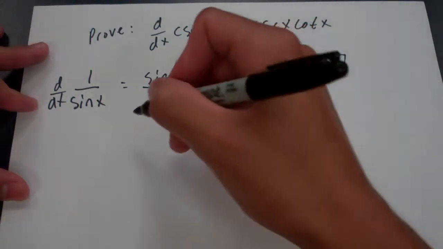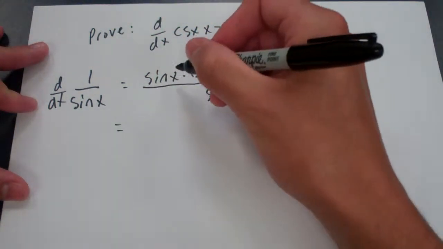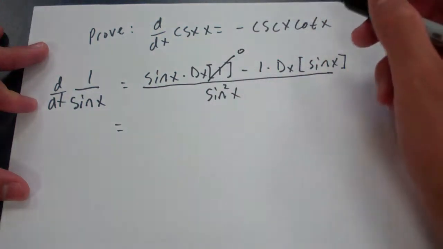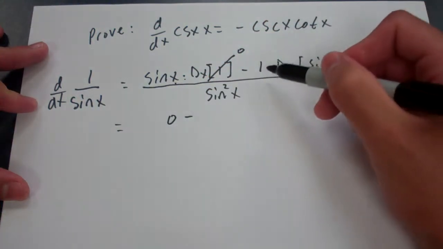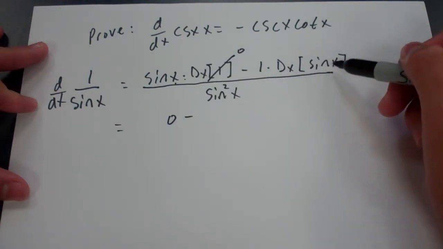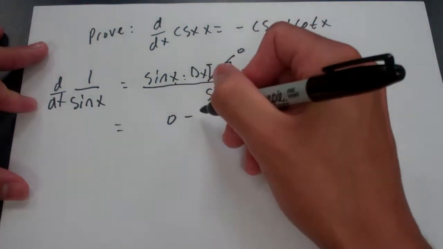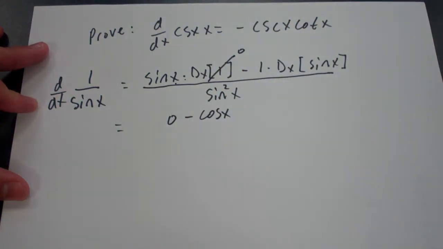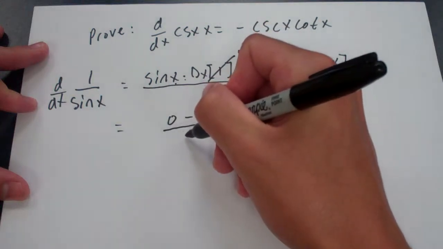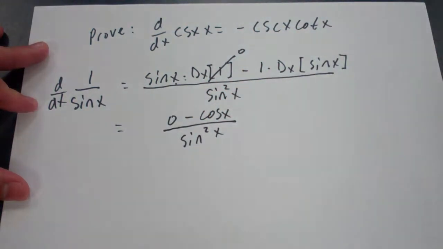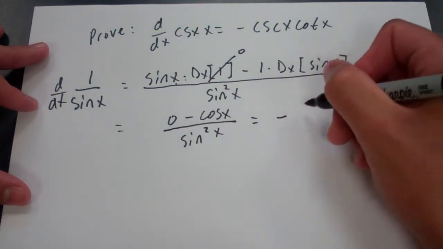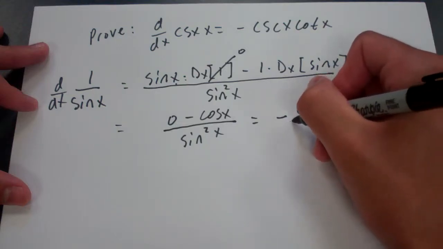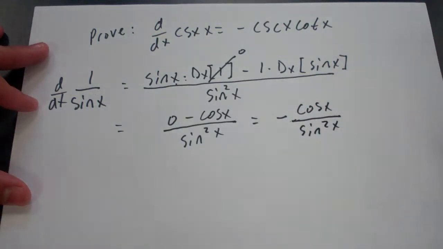Okay, now let's follow through. Let's see what we come up with. We have sine x, and the derivative of a constant is just 0, right? So sine x times 0 is 0. So we have 0 minus 1 times the derivative of sine x, and we know that the derivative of sine x is cosine x, all that over sine squared x. Now, let me rewrite that so maybe we can see this more clearly. We have negative cosine x all over sine squared x.